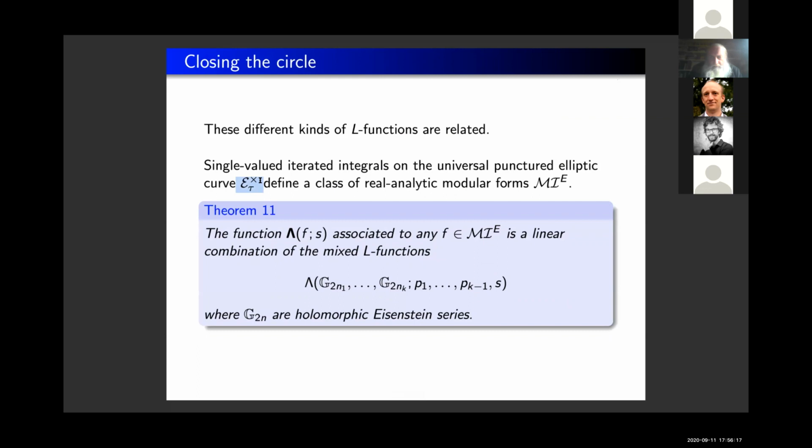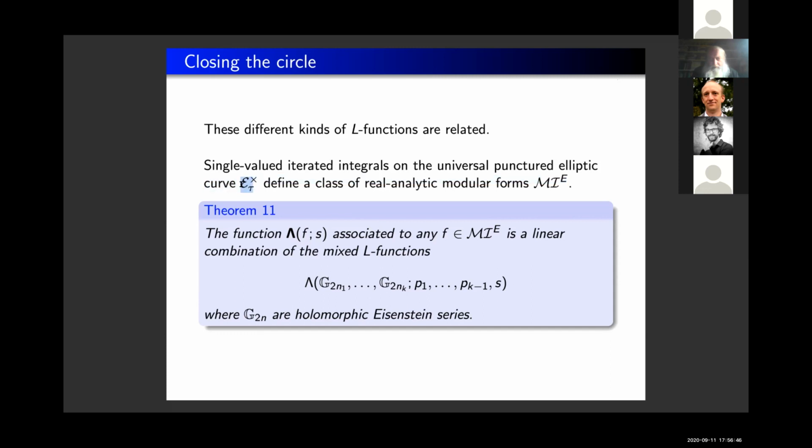Well, you take the universal elliptic curve, E tau, you puncture it, and you consider all iterated integrals on it, which are single valued. Okay, so that means you take an iterated integral on your elliptic curve, and we have to be a little bit careful about tangential base points and so on, because we've punctured the curve, but let's not worry about that. This is a very canonical thing to do.